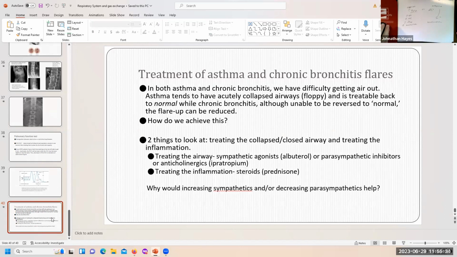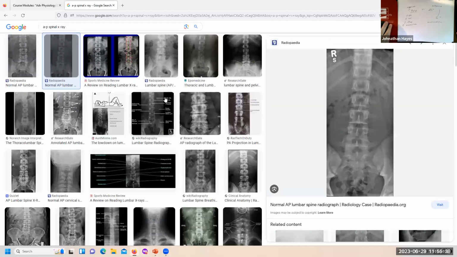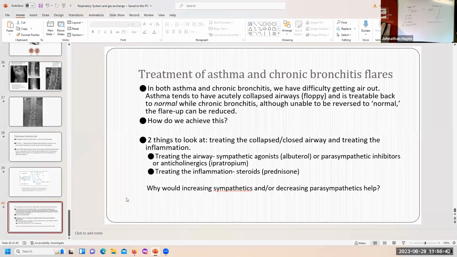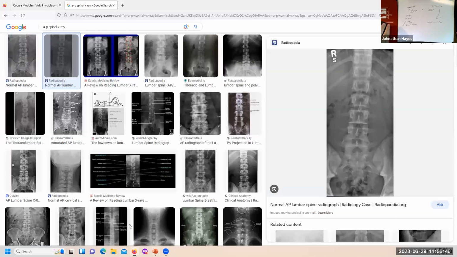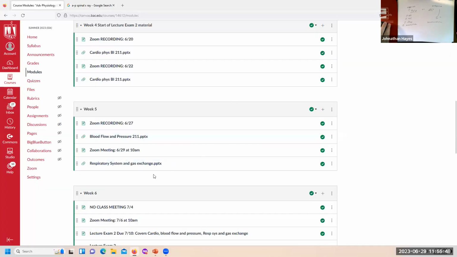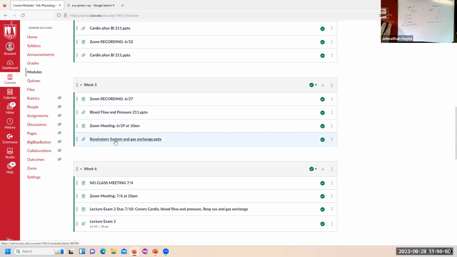And that is all we have for respiratory, at least for now. Again, we'll do some more with respiratory when we get into blood, like different respiratory problems that we can identify on a blood test. But for now, that's it for respiratory system and gas exchange. And that's all the material that we have for lecture exam 2.